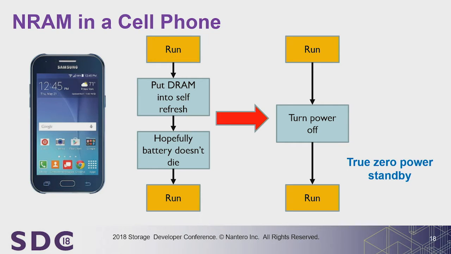Cell phone, same kind of problem. Right now, you're running on your cell phone and you're not doing anything. The cell phone likes to put its LPDDR memory into self-refresh mode. Well, guess what? Self-refresh mode still draws power. It's sitting there internally every 3.9 to 7.8 microseconds doing a read modify write on a row of memory, and it has to do that all the time, and it runs your battery down.